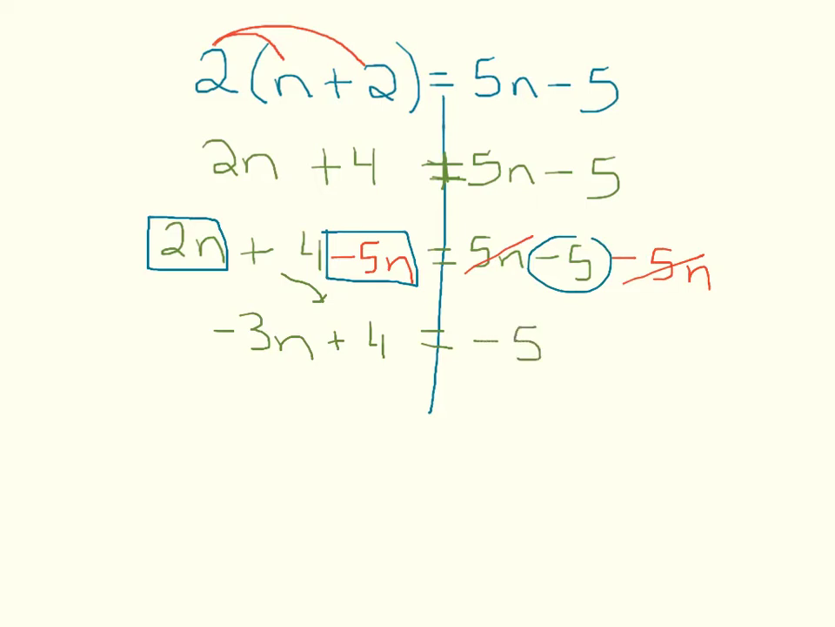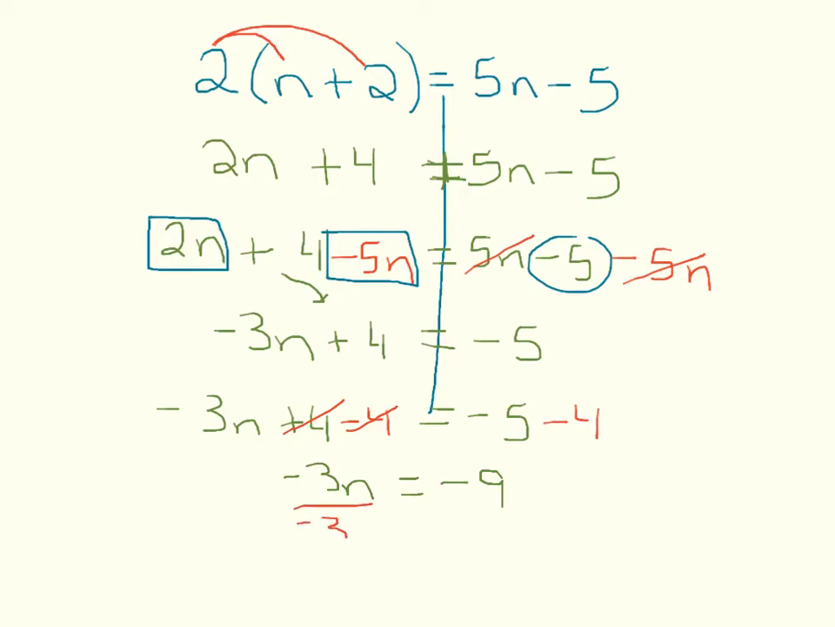Now I'm down to a 2-step equation, and I will subtract 4 on both sides. So they cancel out on the left, and I'm left with negative 3n equals negative 9, because negative 5 minus 4 is negative 9. And then the last step is to divide by that negative 3. So n equals a positive 3. Don't forget to plug it in and check your answer.